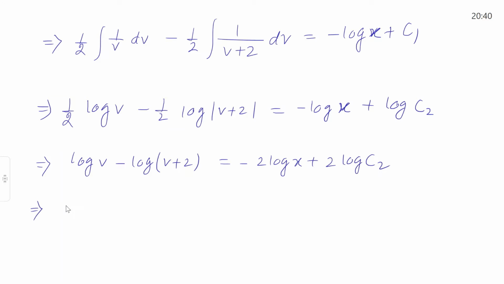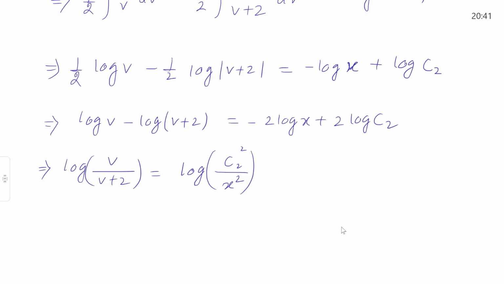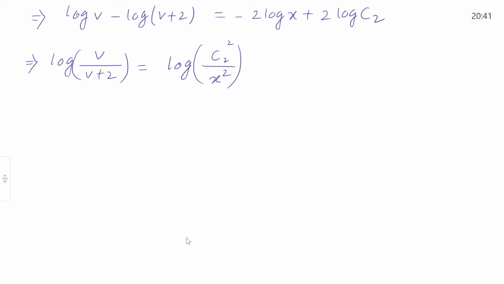Combine the two logarithms. So log of v divided by v plus 2 is equal to log x square and log of c2 square, I can write log of c2 square by x square. The c2 square is a constant number again and that can be replaced by c. Okay, this implies remove the log.